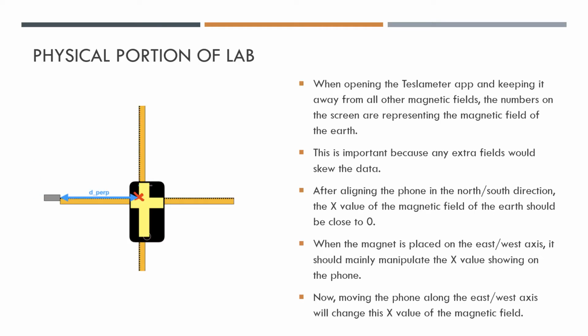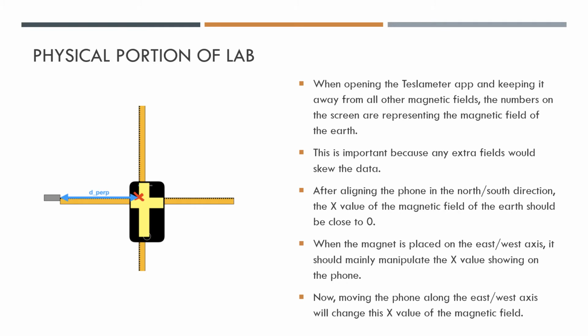To begin the physical portion of the lab, the first thing we want to do is calibrate the Tesla meter app. You want to keep your phone away from any other magnetic fields that may be close, so take the magnet away. All the numbers reading on the screen will be from the Earth in the X, Y, and Z planes. It is important to keep everything away because it will skew the data that you'll eventually want to track. First, we should align the phone in the north-south direction, and the X value of the magnetic field of the Earth should be close to 0, just by rotating the phone.